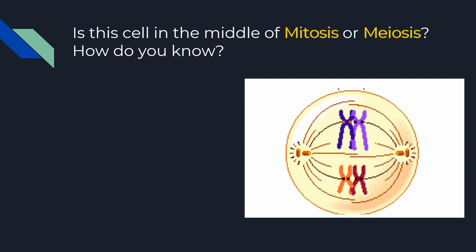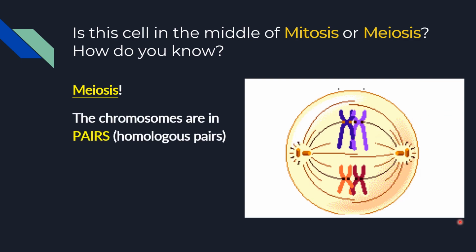Is the cell that you see on the screen right now in the middle of mitosis or meiosis? And how would you know? Feel free to pause and give this a go. Right, this cell is in the middle of meiosis. We can tell because we can see that there are pairs of chromosomes along that metaphase plate, right? We have one orange chromosome, one red chromosome, and they're paired together. So that tells us that we are in meiosis because mitosis does not deal with chromosomes in pairs like this.